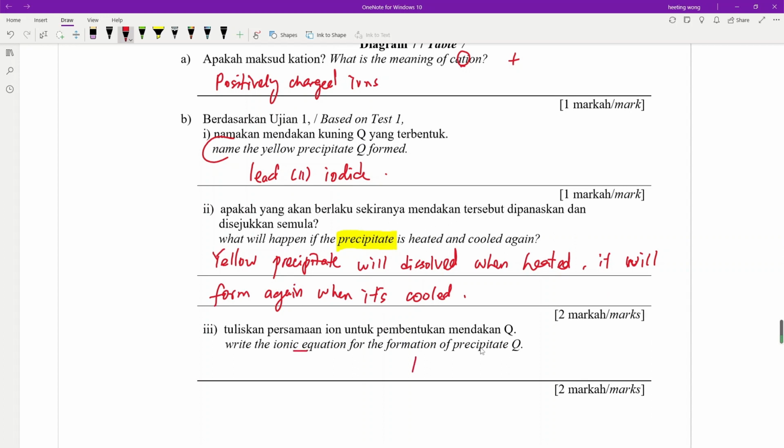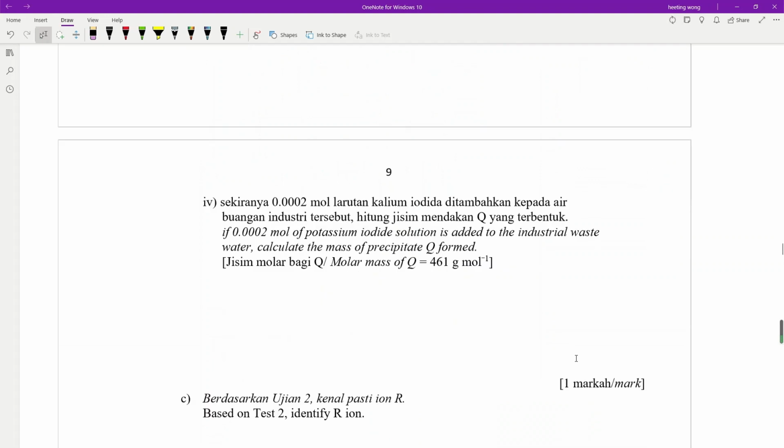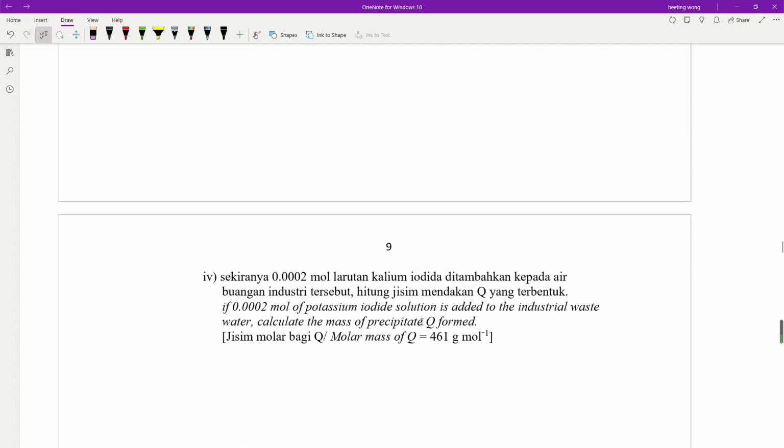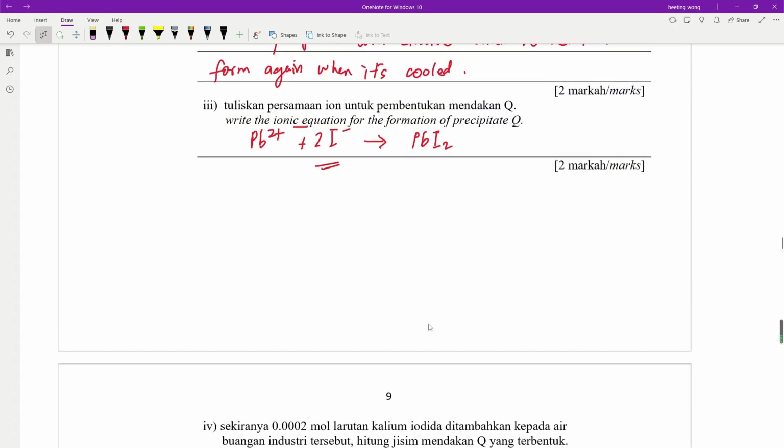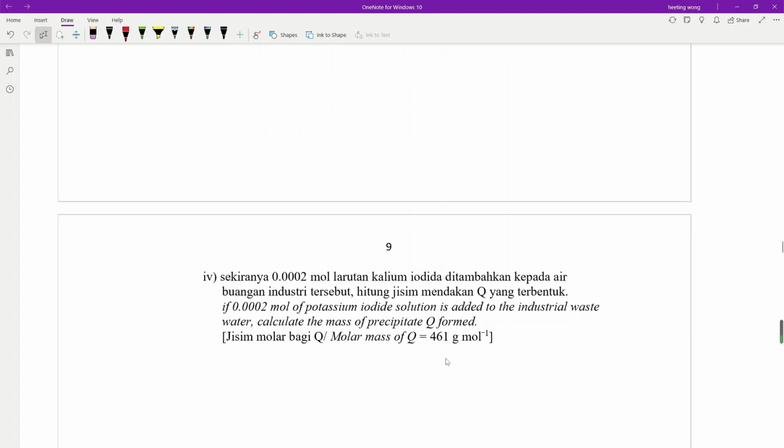Okay, so the ionic equation. We know that it is lead 2 iodide, right? So it will form the lead 2 ions and then iodide ions. Make sure that it is balanced. Now if 0.002 mole of potassium iodide solution is added, calculate the mass. So here be careful. From the equation, 2 mole of iodide produce 1 mole of lead 2 iodide.